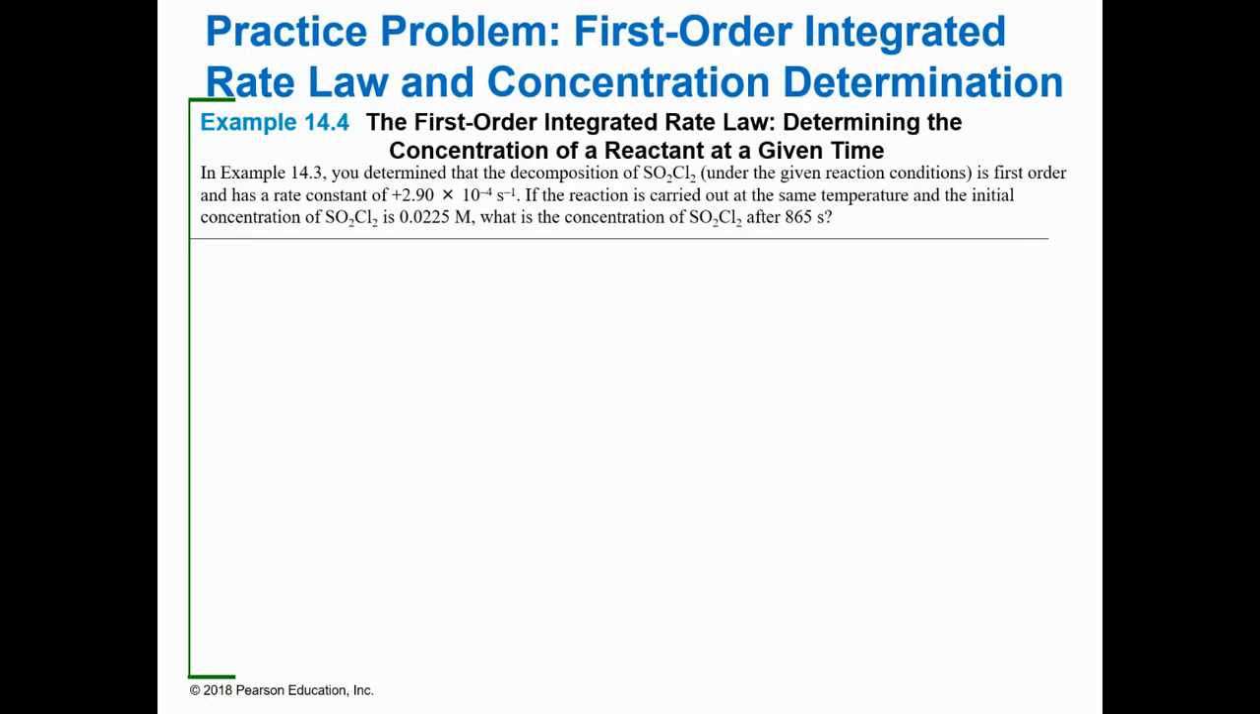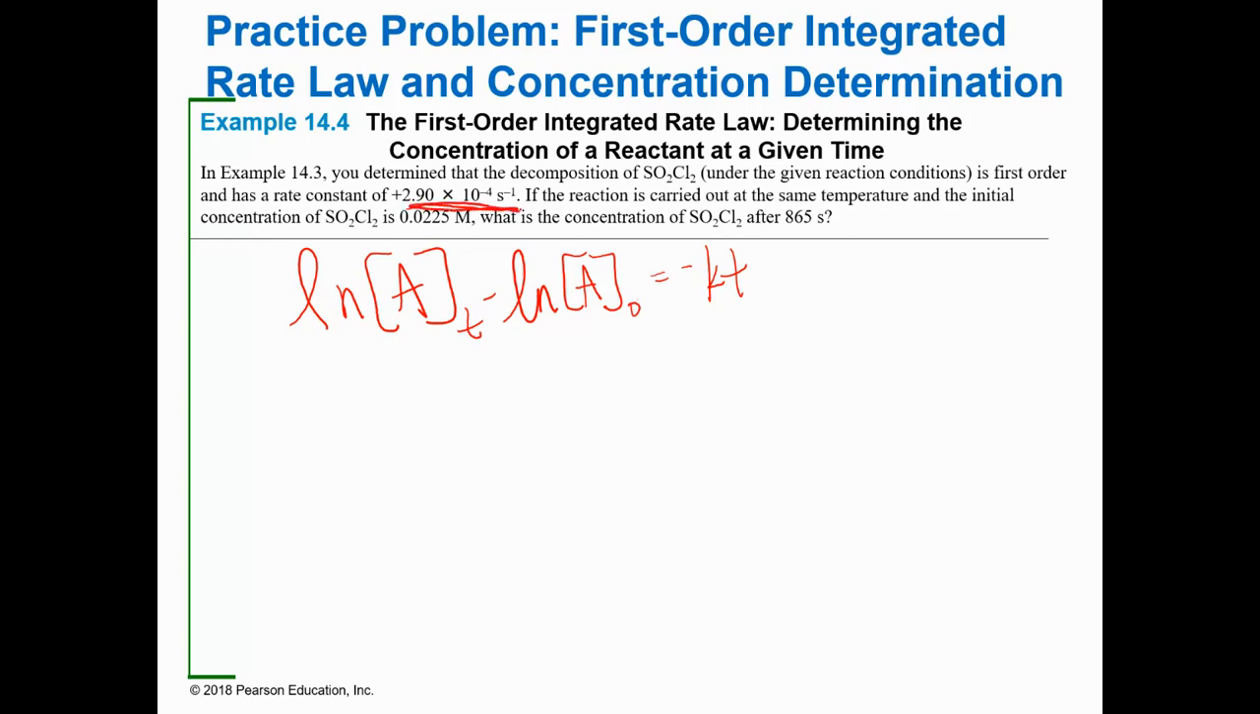So they wanted us to extrapolate data, but let's say we don't have a graph. Okay, so let's say we know it's first order. Okay, they told us our rate constant, which is k. They told us our initial concentration, and they told us our time.